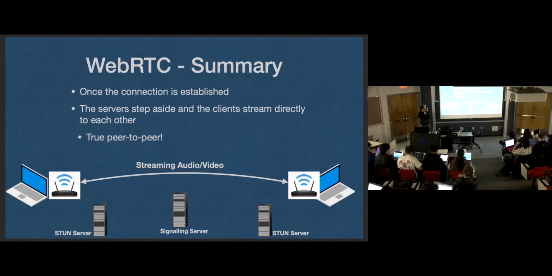All right, and then servers all step out of the way. The STUN server was only there to say this is your public IP and port. The signaling server was only there to pass notes between two people. And once the connection is established, all the servers step out of the way and say, we're done, our job is over, and it's just the two clients connecting to each other over their public IP addresses.